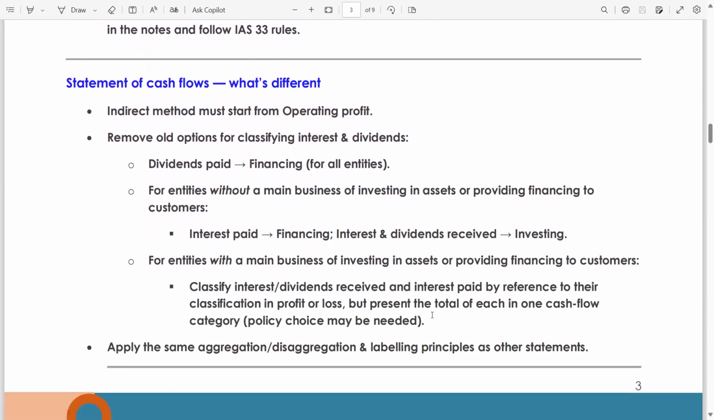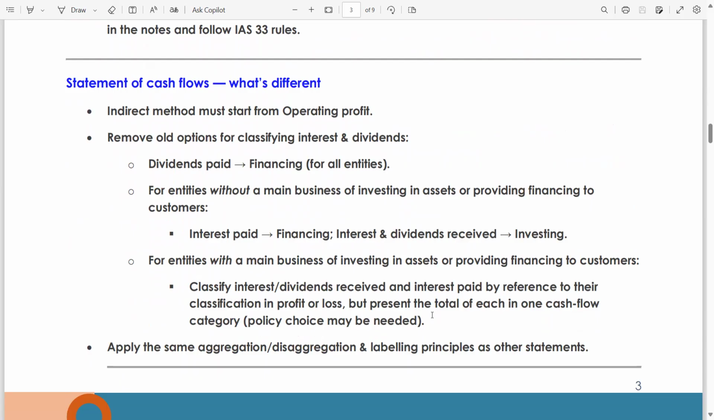Now, statement of cash flows, what's different? The indirect method must start from operating profit, yes. Remove old options for classifying interest and dividends. Dividends paid are financing for all entities. For entities without a main business of investing in assets or providing financing to customers, interest paid is financing, and interest and dividends received are investing.